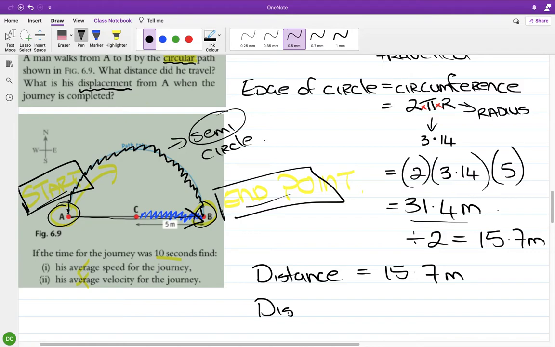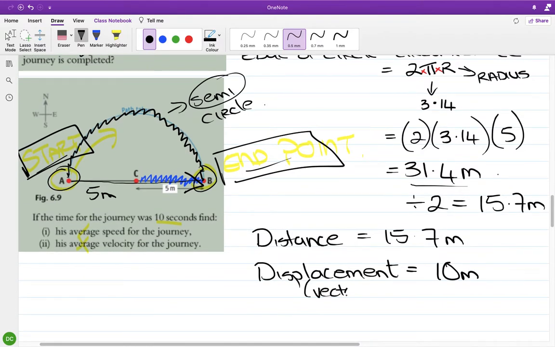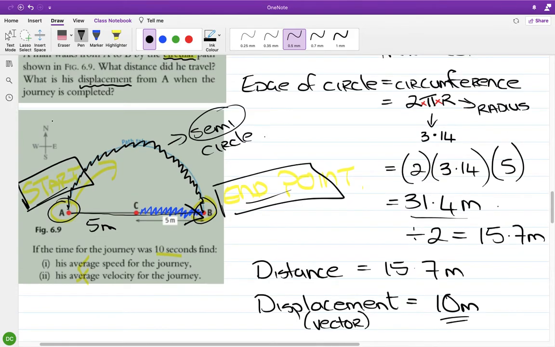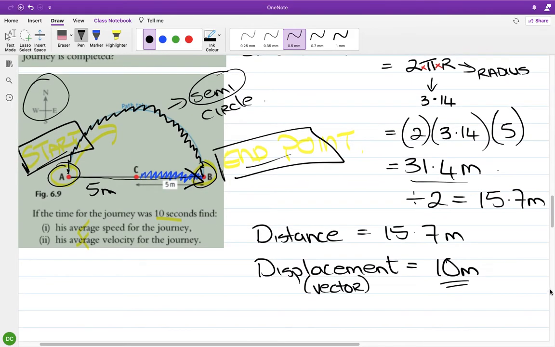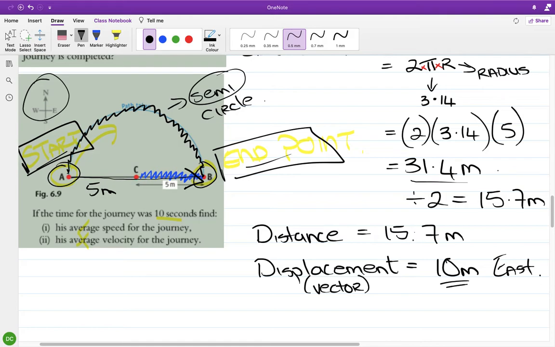So the displacement is only 10 meters, okay? It's 5 from A to C and 5 from C to B. And remember that displacement is a vector, which means it's not good enough just to give a magnitude, just to give a size. You also have to give a direction. And if you look up here at the little direction, he moved east. So 10 meters east. Okay, so the distance he actually travelled was 15.7 meters along this curved path.